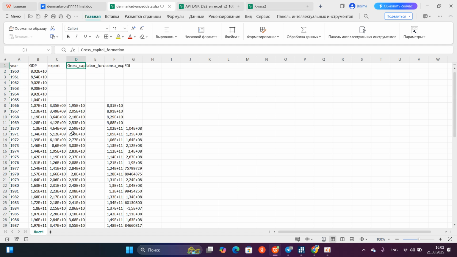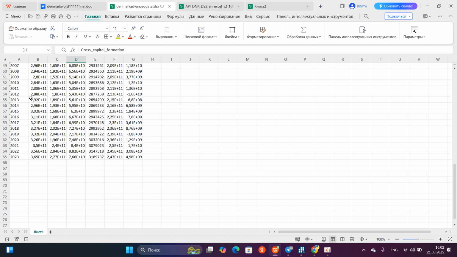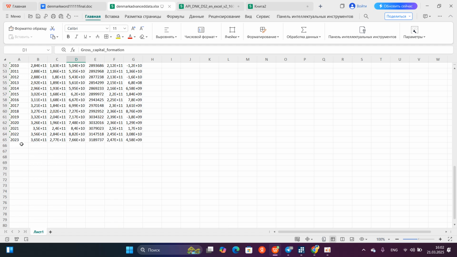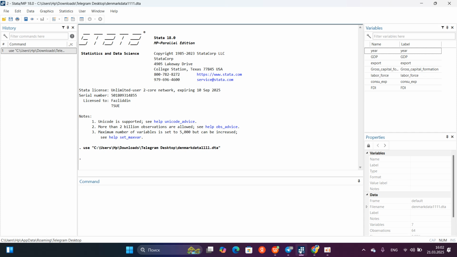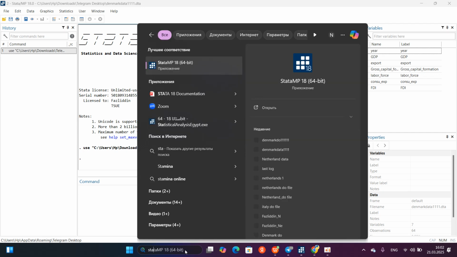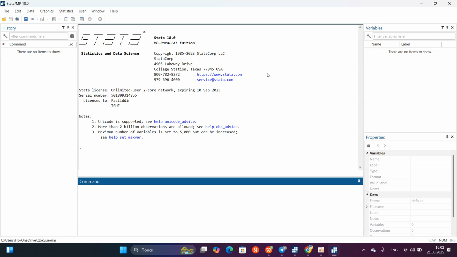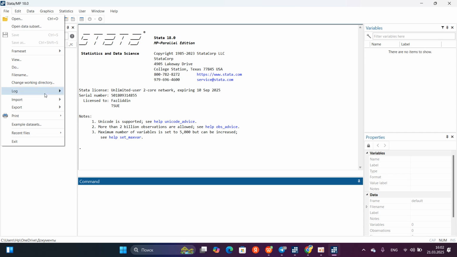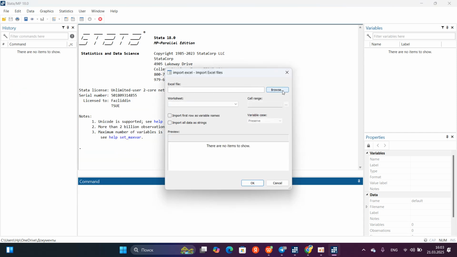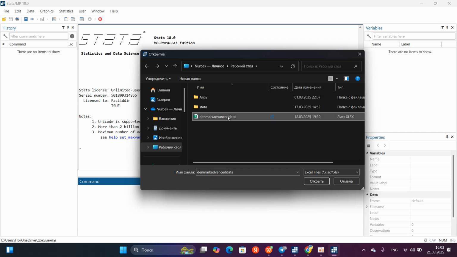Actually, I have collected all the data. Here you can see them, and they are from 1960 to 2023, which is 63 years of information. And when it comes to the data, let's begin it. First of all, we have to open new data, and first of all, we have to import our Excel file, Denmark data.